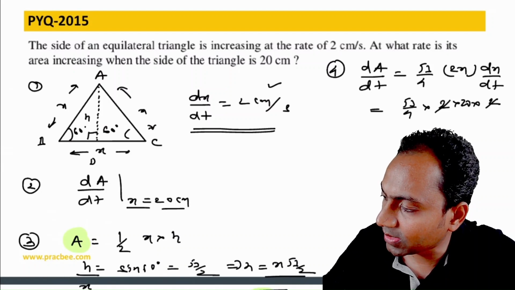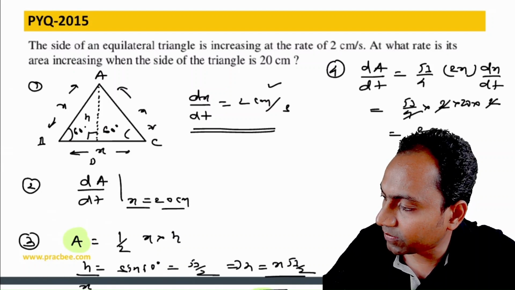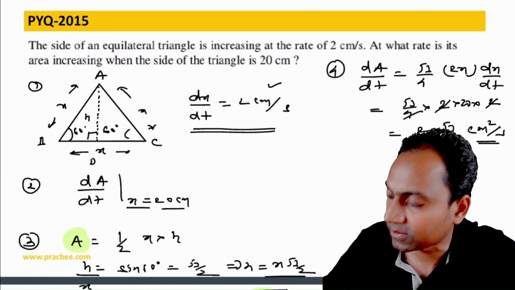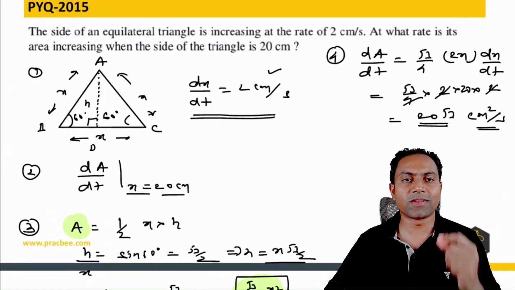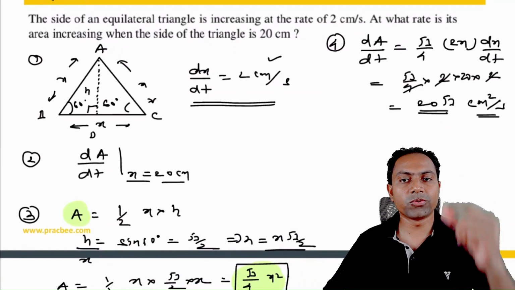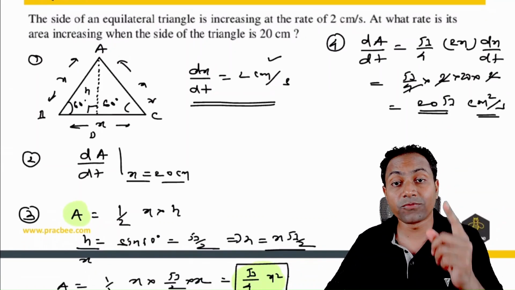So this 4 will get cancelled out. And what we are left with is nothing but 20 root 3. Do not forget the units, square centimeter per second. So it is a simple question, nothing very complicated. We need to write the proper steps in order to get full marks in this question.